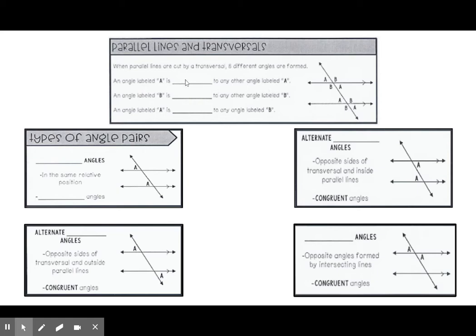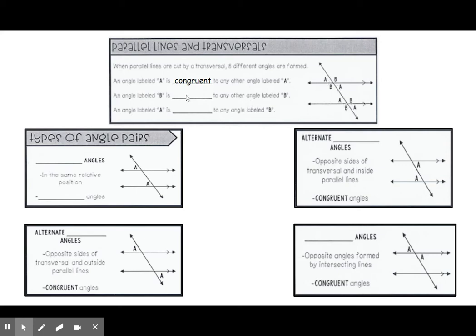Again, if you click on the blank in your notes, you will be able to type in what is on this presentation. It says an angle labeled A is blank to any other angle labeled A. Well, if I look, I've got 4 angle A's here: 1, 2, 3, 4. So any angle A is going to be congruent. We've seen that word before. Anytime we see congruent, that means it is the same or it is equal. So any angle labeled A is congruent or equal to any other angle labeled A. This A is the same as this one. This is the same as this one. This is congruent, or the same as this one.